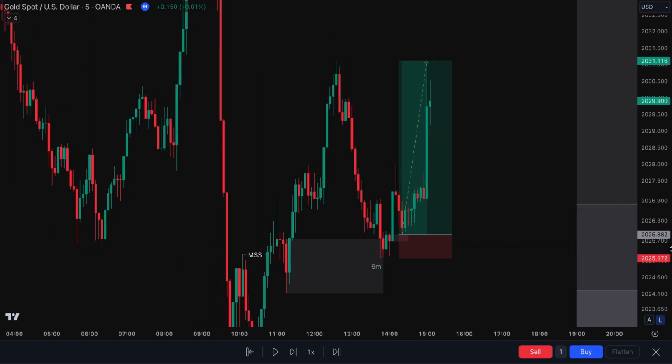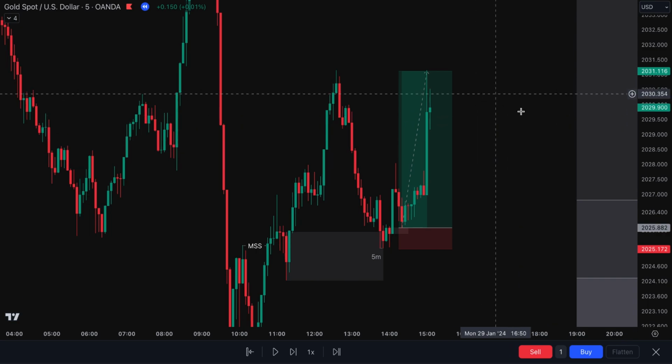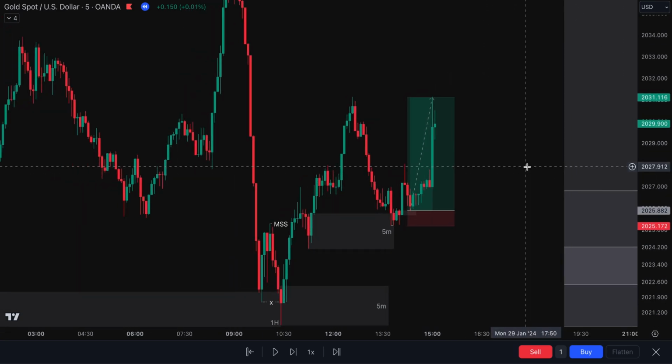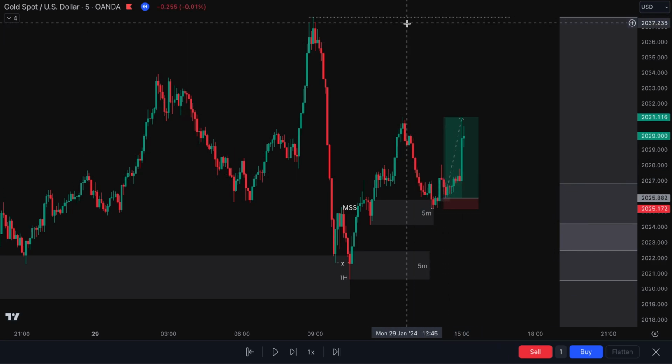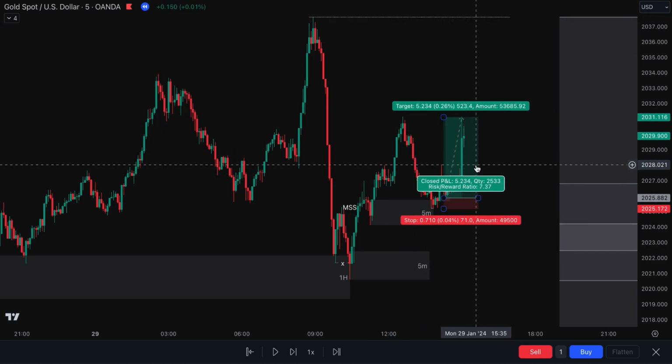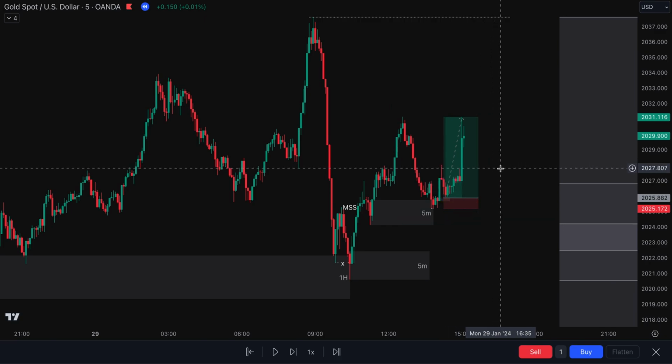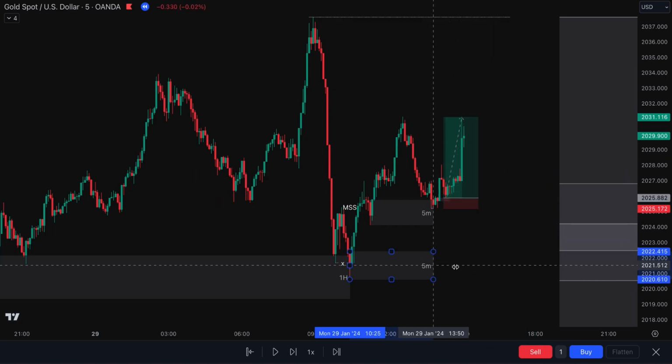And as easy as that, take profit hit. In this example we could have also put our take profit at this high, but the 7.37 to 1 risk reward was more than enough for me. I closed the position in profits, and yeah, that's all that matters.